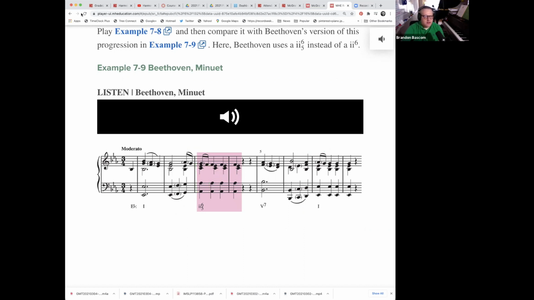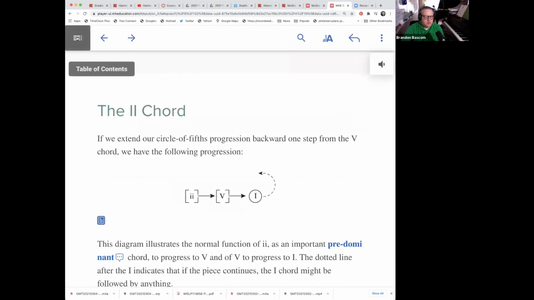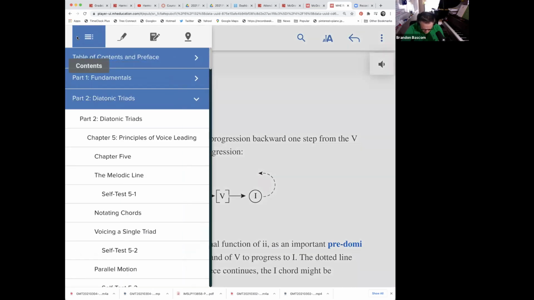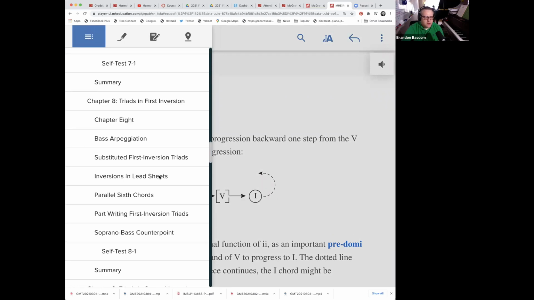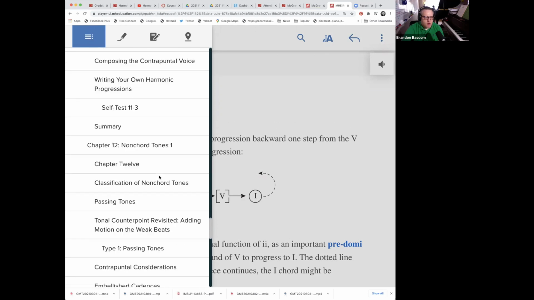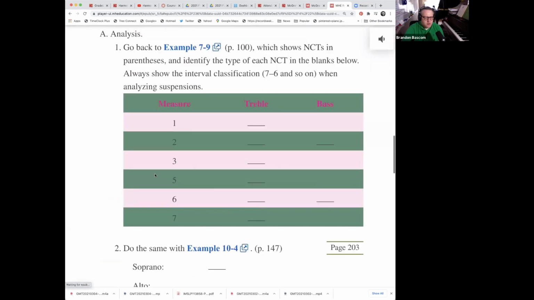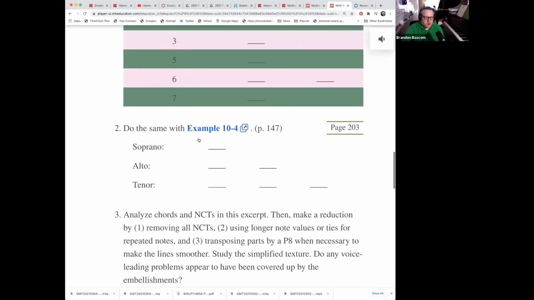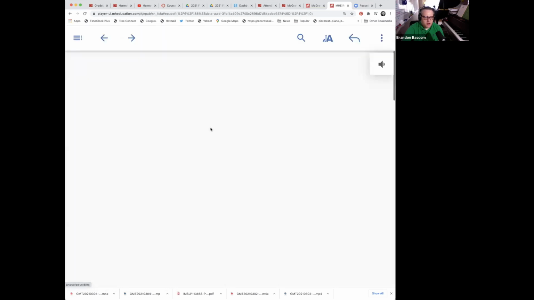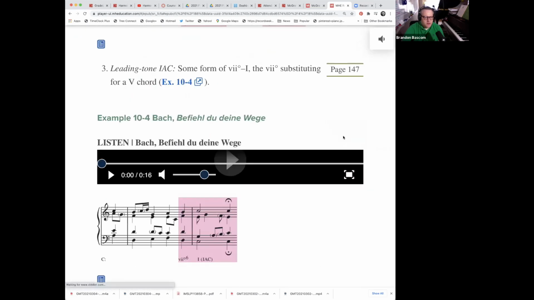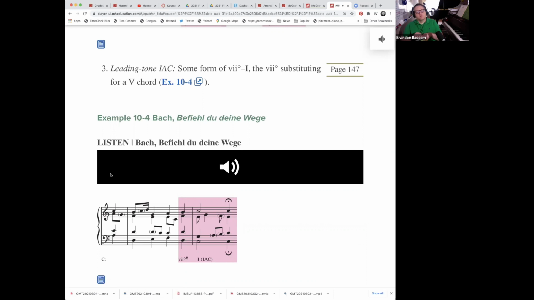We are going to go to the next example, which I don't know where it is, but we'll find it. Self-test 12.2. Do the same with example 10-4 on page 147. There's a little Bach for you. Example 10-4.